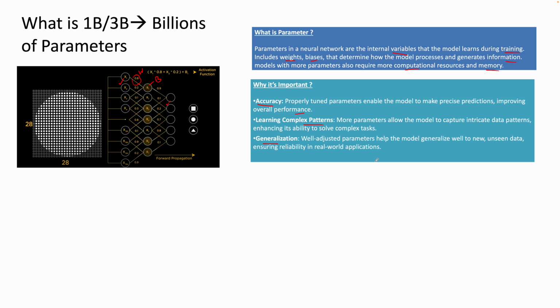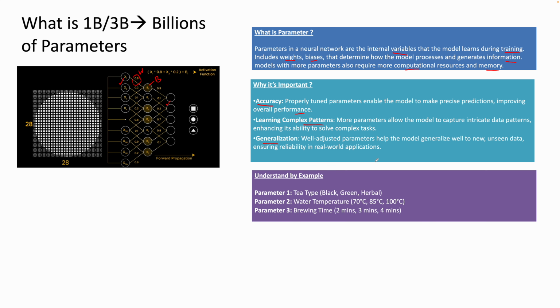So well-adjusted parameters help the model generalize. Because remember, whenever we study LLMs, we always talk about the training data set, and there is some unseen data set, which is the testing data set, because we need to make sure what the accuracy of our model is. So well-tuned or well-adjusted parameters really help in generalizing. So even with unseen data, they perform really well.